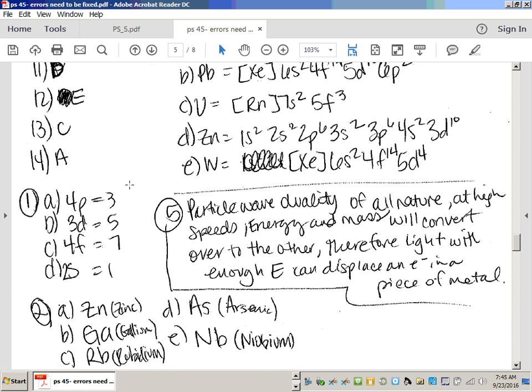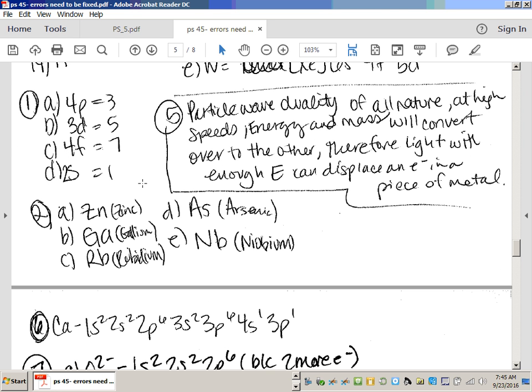Okay. Right now I'm just going to read off my answer for you, and I can further explain. Particle wave duality, which is what the question was regarding. Particle wave duality of nature. At high speeds, energy and mass will convert over to each other into light. So basically talking about how we could shine a high energy photon or light onto that metal. Do you remember we drew that piece on the board? With a piece of potassium metal, we drew the light hit the metal, and it popped an electron out.